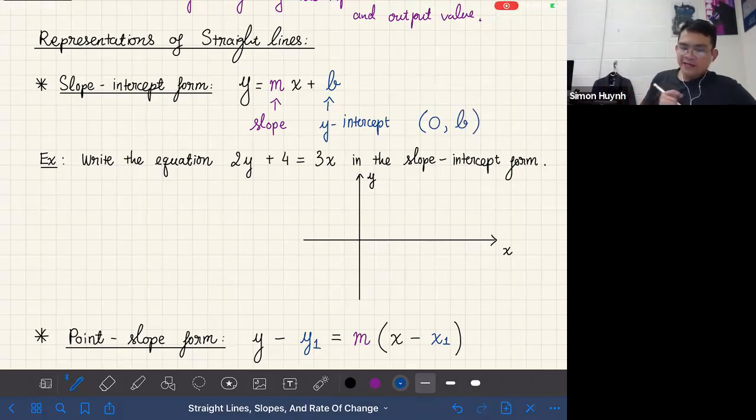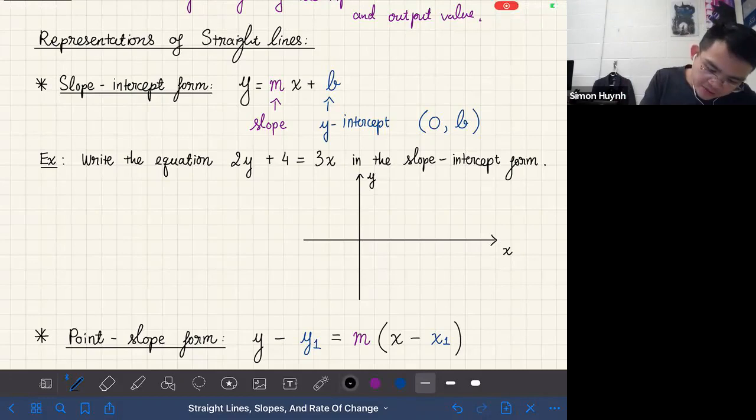All right, so let's look at an example here. I have an equation 2y plus 4 equals 3x, and we want to write this equation into the slope-intercept form. We see that at the moment it's not in the right form yet. So to write this equation into the slope-intercept form, we're going to want to solve for y in this case. We try isolating y. So one thing we can do here is subtract 4 on both sides of the equation.